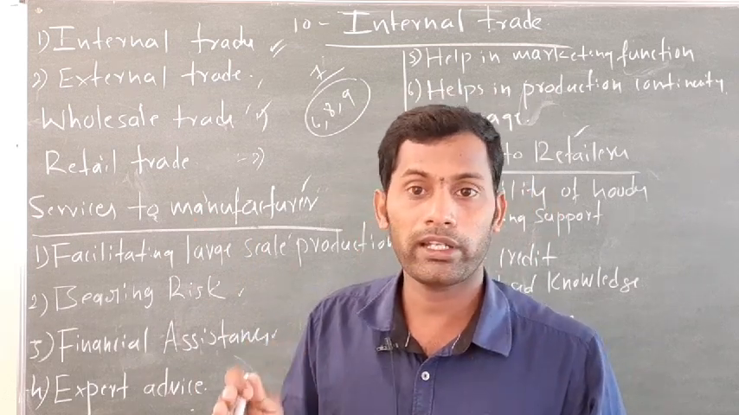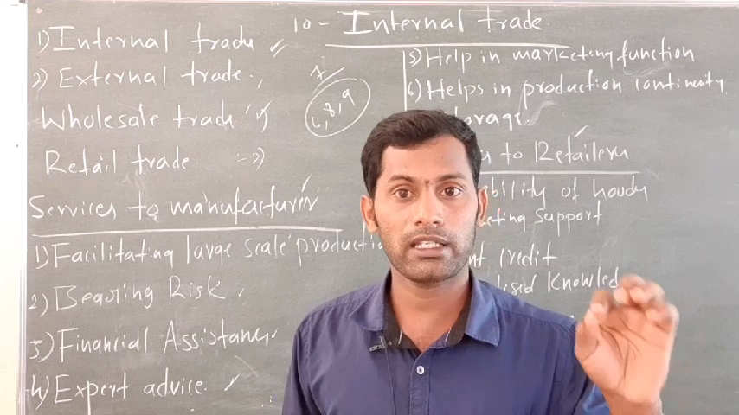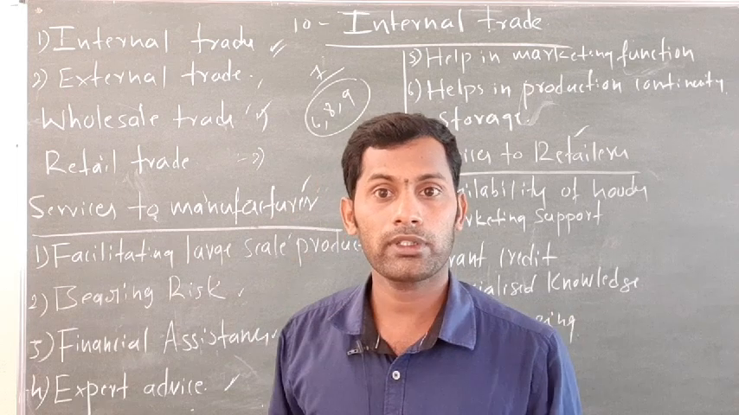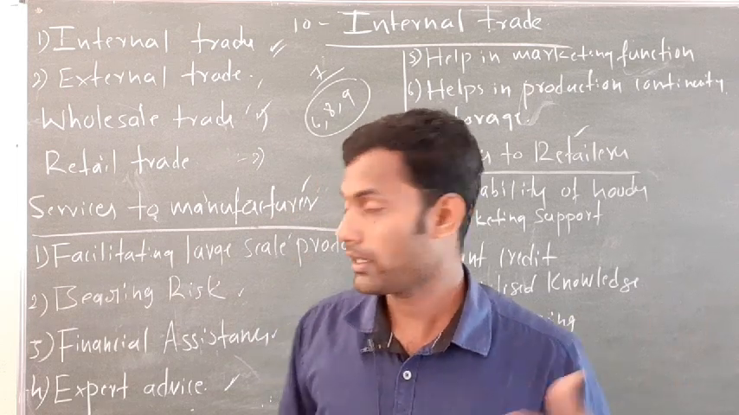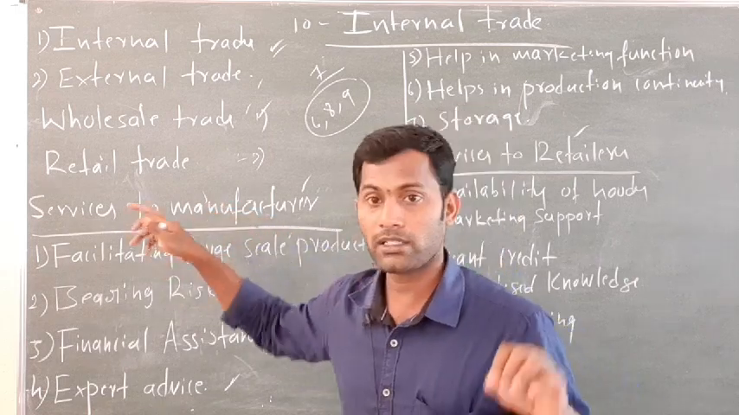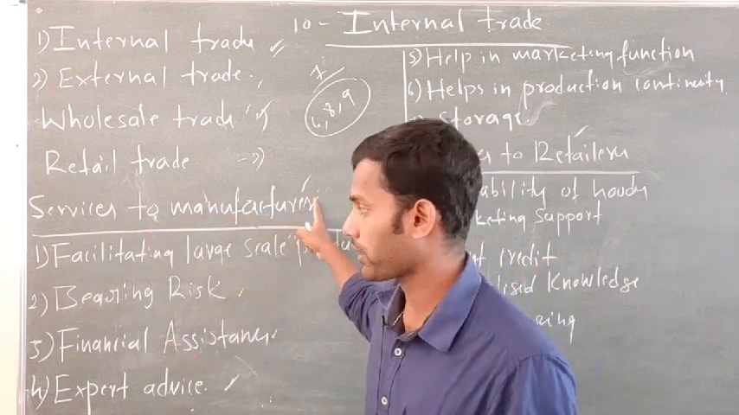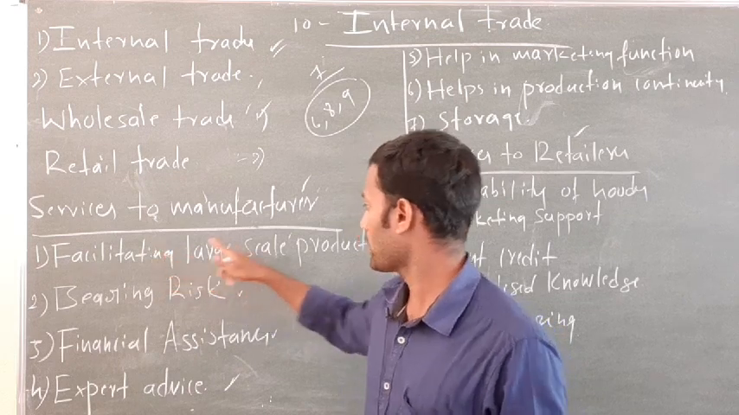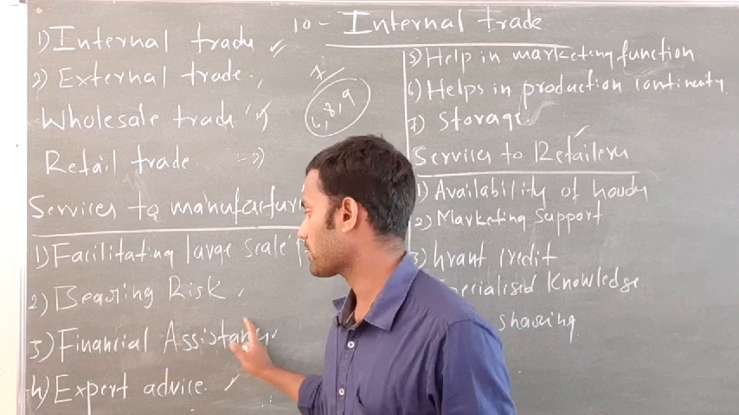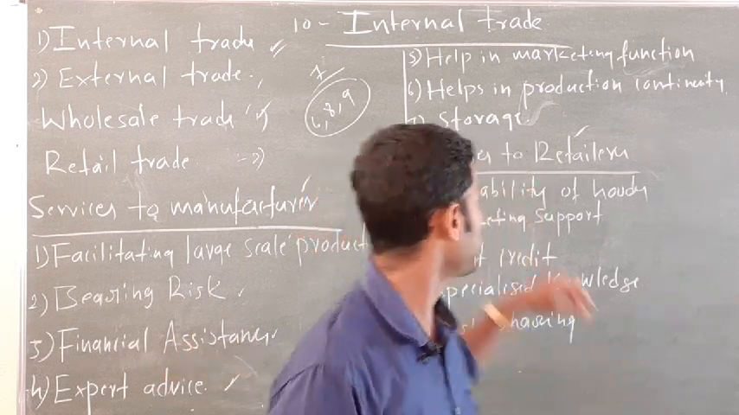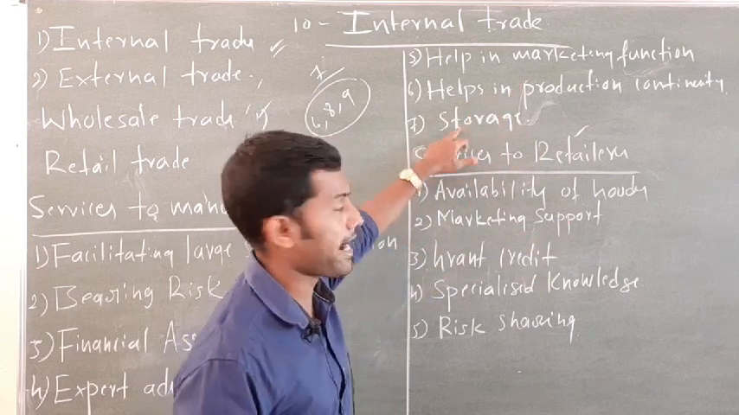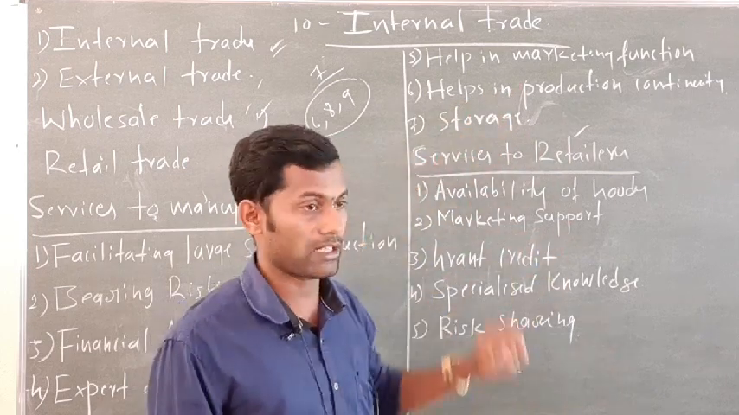So we have two points here. First, services given by the wholesaler to the manufacturers, and second, services given by the wholesaler to the retailer. Now we have studied the first one, services of the wholesaler to the manufacturers: facilitating large scale production, bearing risk, financial assistance, expert advice, then help in marketing function, help in production continuity and storage. So this is the concept.